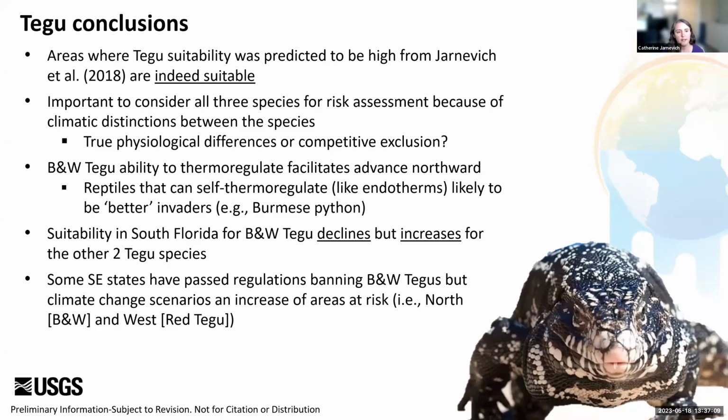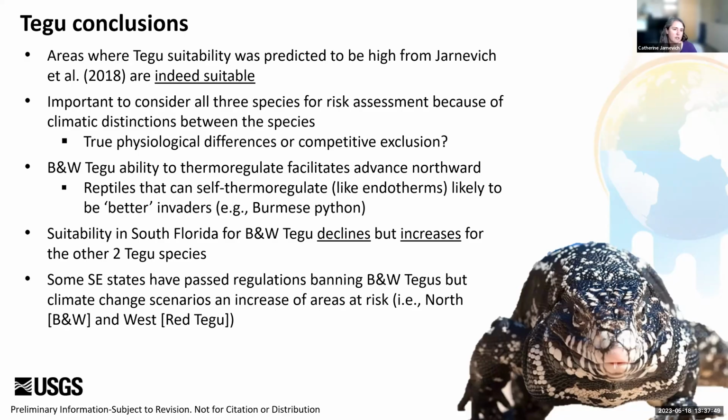And then with the black and white tegu in particular, some of the information from studies that have recently occurred show that its ability to thermoregulate facilitates its advance northward. And so that could be a reason why it's a relatively good invader. And while suitability in South Florida for the black and white tegu declines, it increases for the other 2 tegu species. And so likely tegus are still something that Southern Florida is going to need to be concerned about.